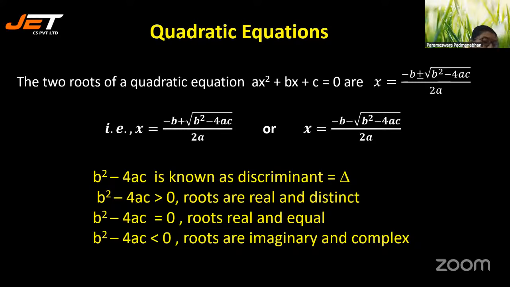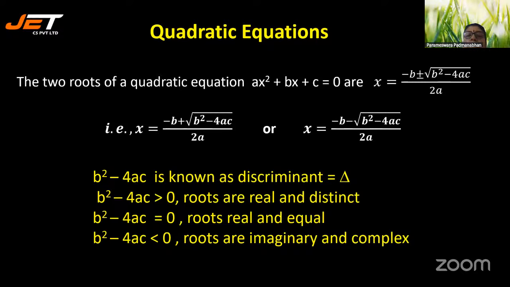And what happens if b square minus 4ac is less than 0? Then we say that the roots are imaginary and complex. So these three conditions you all must note down so that when such a question is asked, you can immediately choose whether the roots are real and distinct, or real and equal, or imaginary roots with complex.